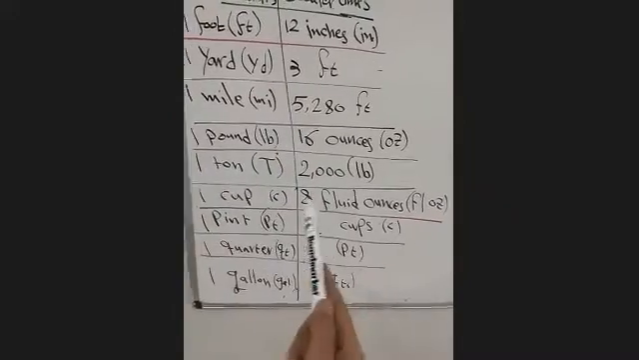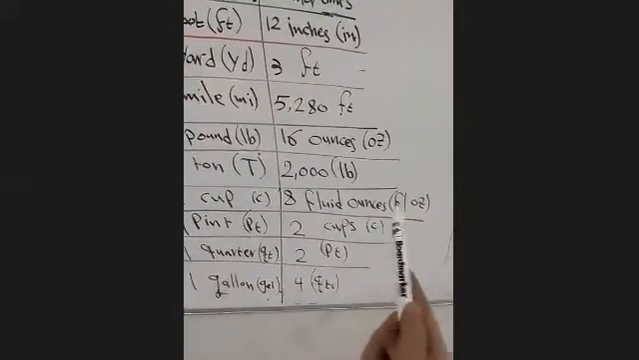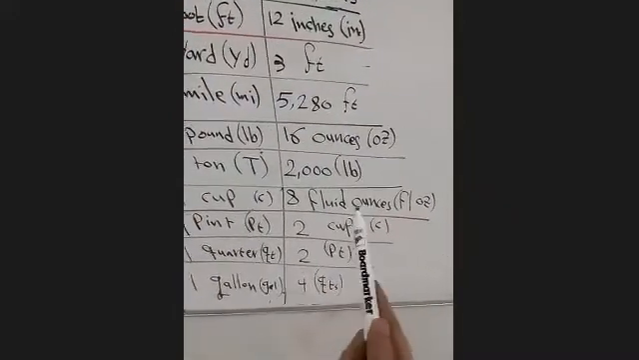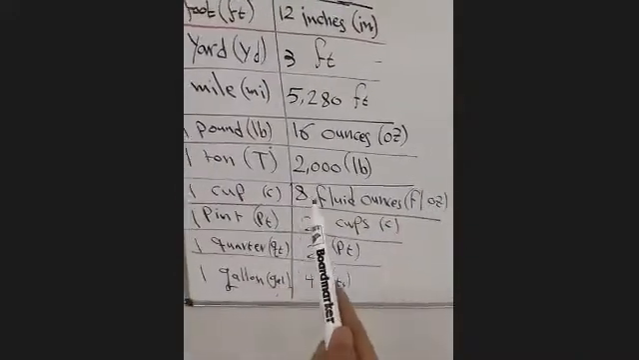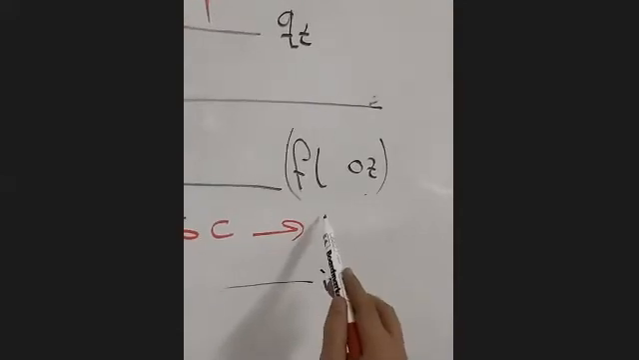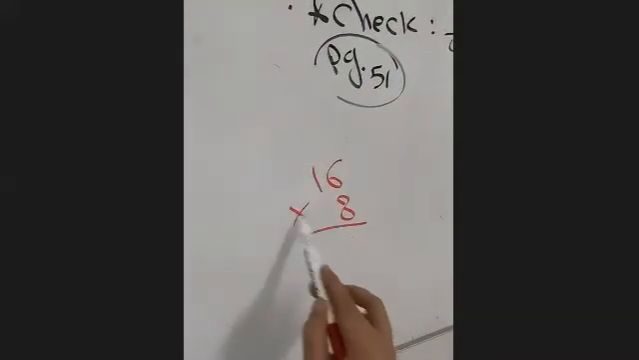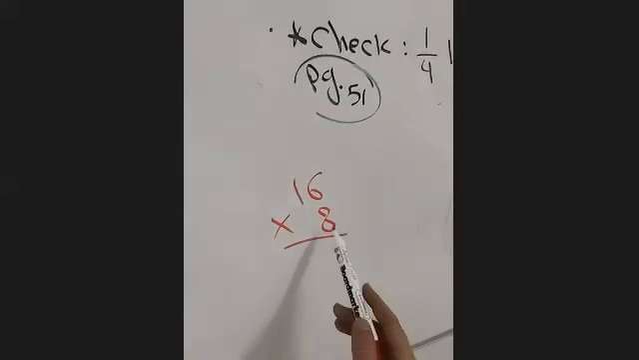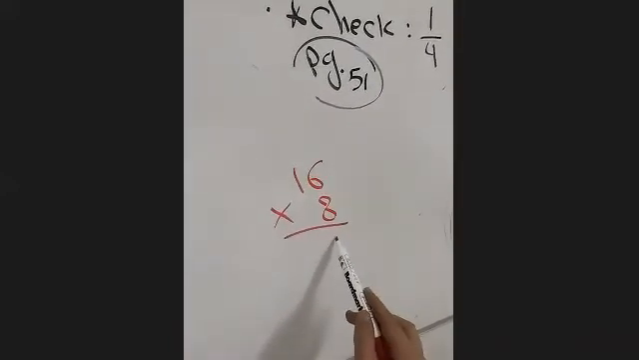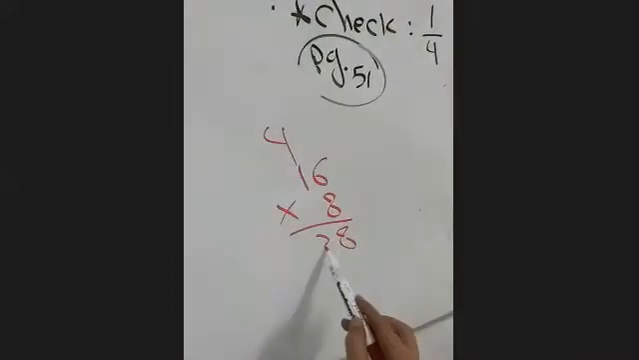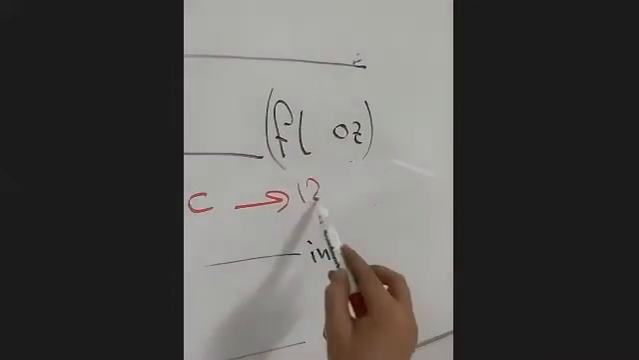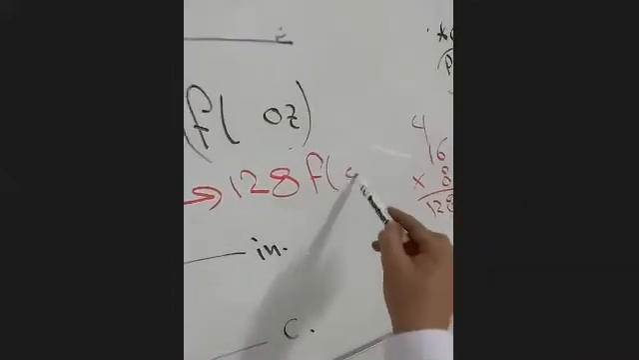Now I'll turn from cups to what? To my wanted one here, from cups to ounces. But if 1 cup equals 8, 16 cups equals what? I multiply 16 by 8 side by side here. 16 by 8, I multiply, I think 128, let me check. 8 by 6, 48. Then 8 by 1, it is 128 fluid ounces.